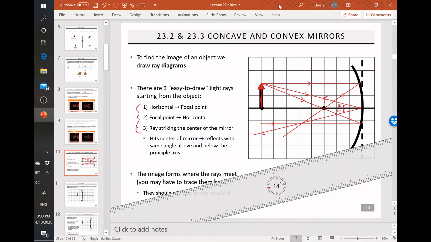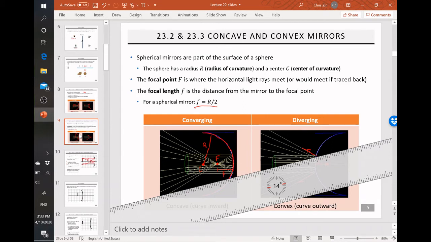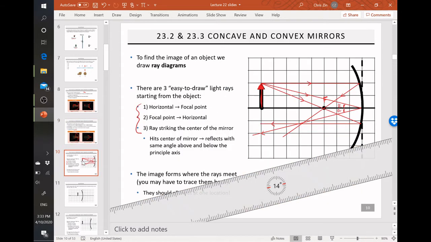The first 2 easy to draw light rays, by the way, the horizontal light ray and the focal point light ray, both follow the rules from the previous slides where horizontal light rays bounce off and go toward the focal point. That one in particular explains the first one. The second easy to draw ray is just taking that idea in reverse. You have a horizontal ray that would reflect and go toward the focal point, which ends up at the top of the candle.